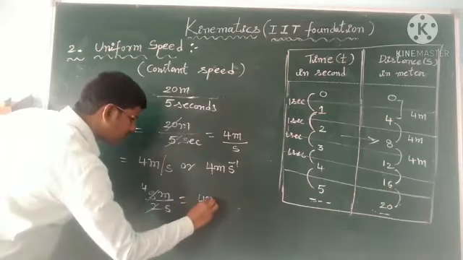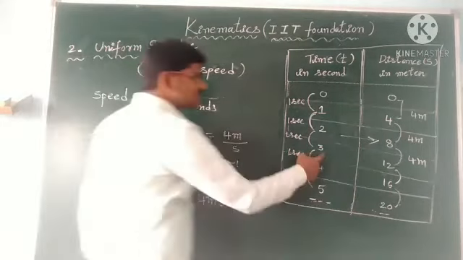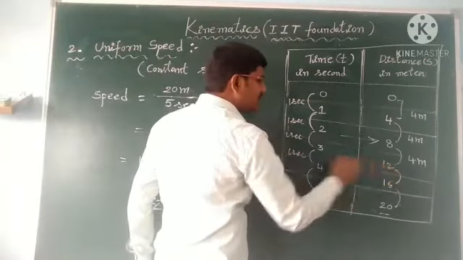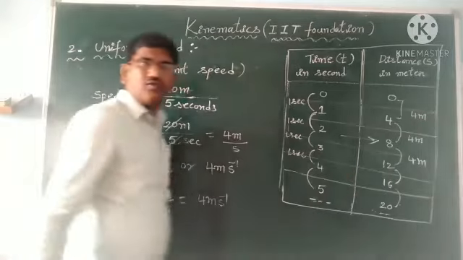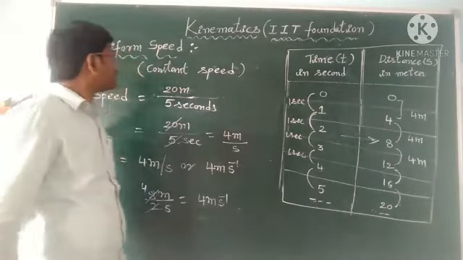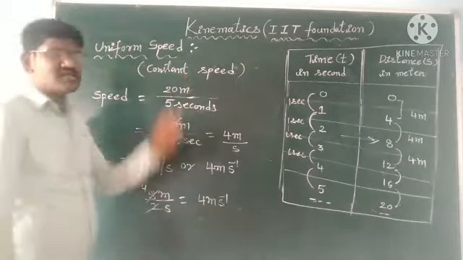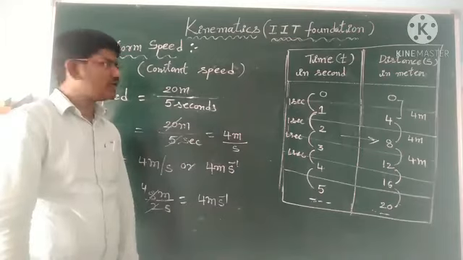Then you will get 4 meters per second. Or after 3 seconds you check it, 12 by 3, 4 meters per second. After 2 seconds you check it, 4 meters per second. It means every time the speed is constant. So uniform speed means it is said to be moving with a constant speed.